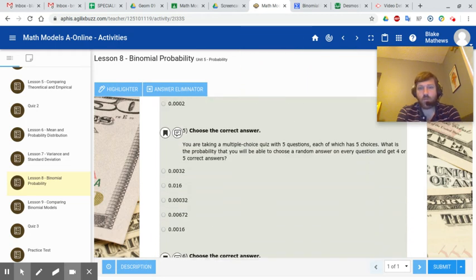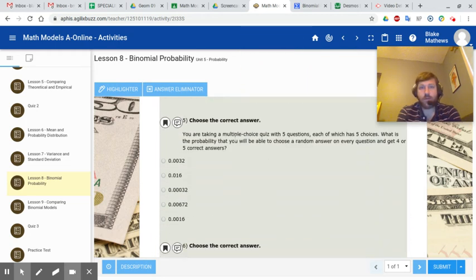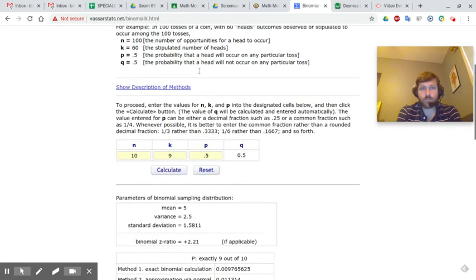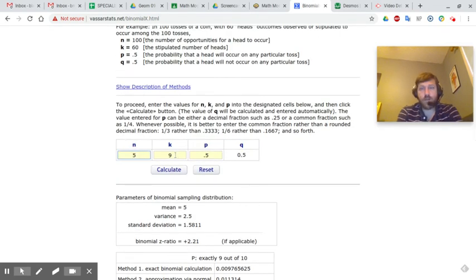I'll do one more just to drive the point home. Here we have a problem. You're taking a multiple choice quiz with 5 questions. Each has 5 choices. What is the probability you will be able to choose a random answer on every question and get 4 or 5? So the total number of questions is 5. And I want to get 4 or 5 questions correct. So 4 or more, but 4 is the K.